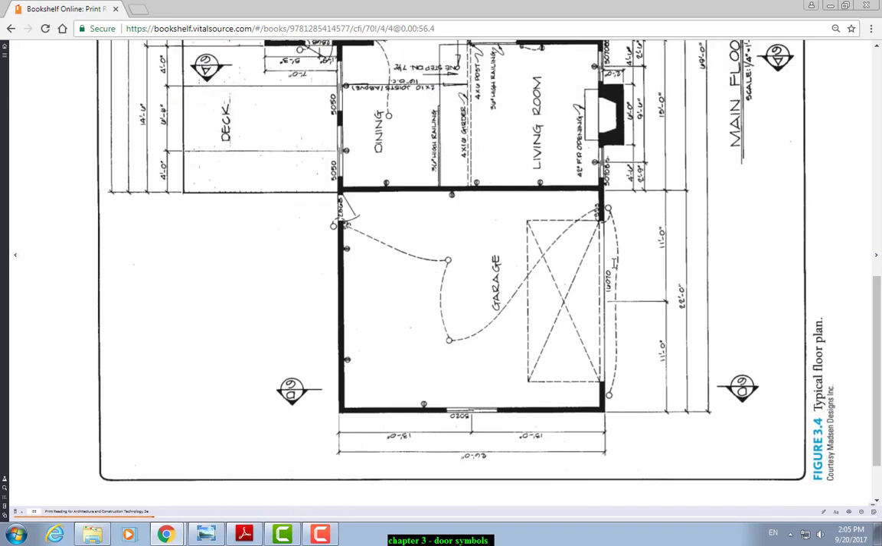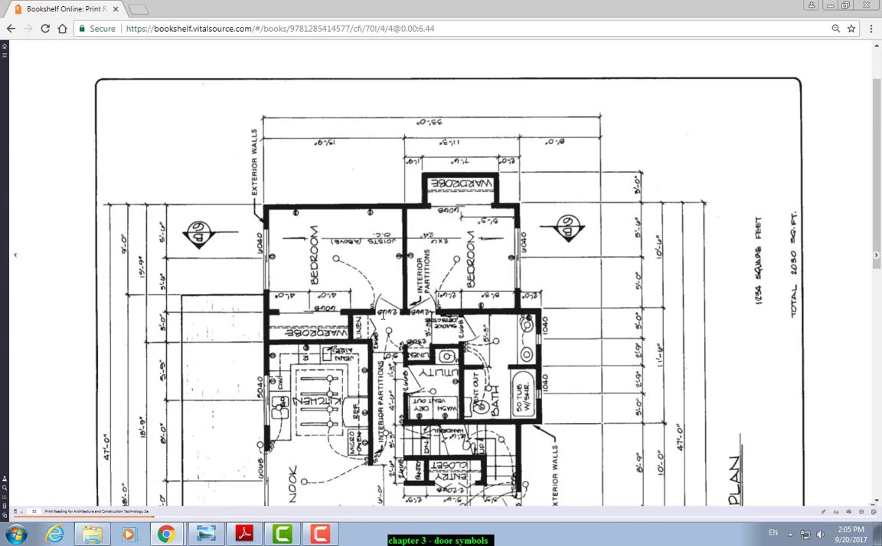Look at the garage door. We have 16070. What does that mean? It's 16 feet 0 inches in width, and in height is 7 feet 0 inches. So width and height. This one, 2668. What does that mean? The width of the door is 2 feet 6 inches, and the height of the door, which right now we're not seeing until you do an elevation, is 6 feet 8 inches. Okay, so that's how you read it.